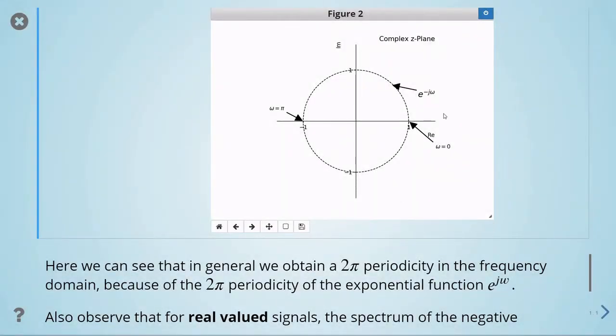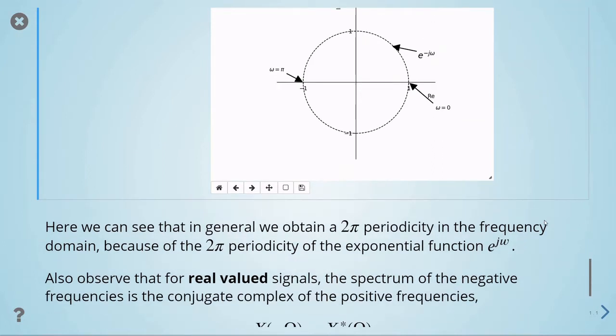Here we can see the complex z-plane, and we have the real and the imaginary axis, and we have values for when omega equals 0, omega equals pi, and here is the unit circle where z is equal to e to the power of j omega. And here we can see that in general we obtain a 2 pi periodicity in the frequency domain because of the 2 pi periodicity of the exponential function e to the power j omega.